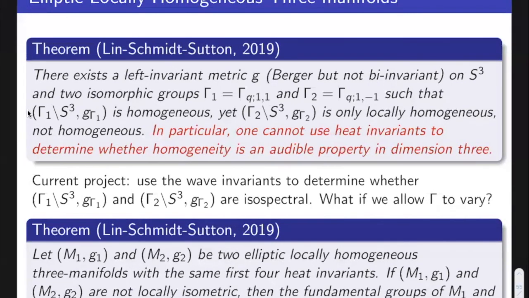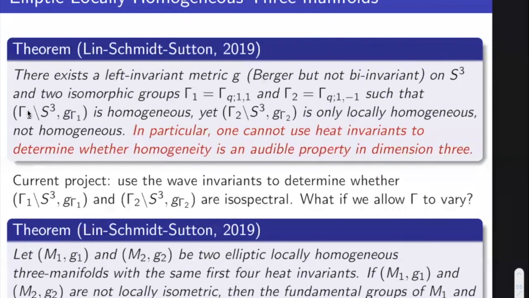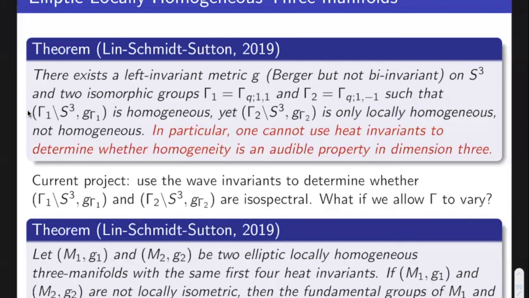And what if we allow the fundamental group to vary? We have the following result. If M1 with G1 and M2 with G2 are elliptic locally homogeneous manifolds with the same first four heat invariants, and they are not locally isometric, then their fundamental groups must have different orders, which would be very strange. Okay, that's all I want to say for today, and thank you very much for coming.